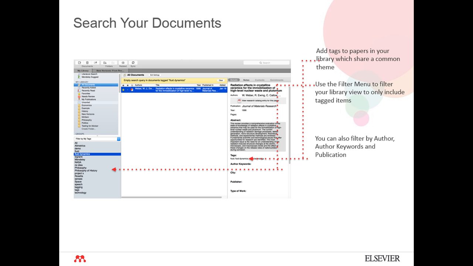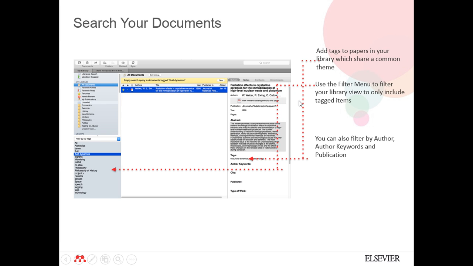And of course, when you are searching your documents, it will be helpful for you also, because we have filter by my tags. Here you can see on the left hand side there are many tags. Whichever tag you select, it will give you the search results. Then you can use the filter menu to filter your library view to only include the tagged items.